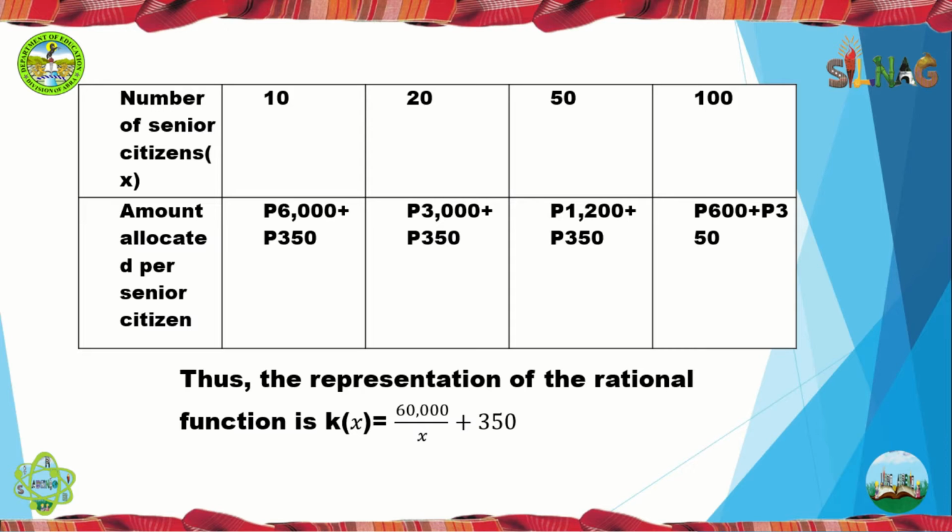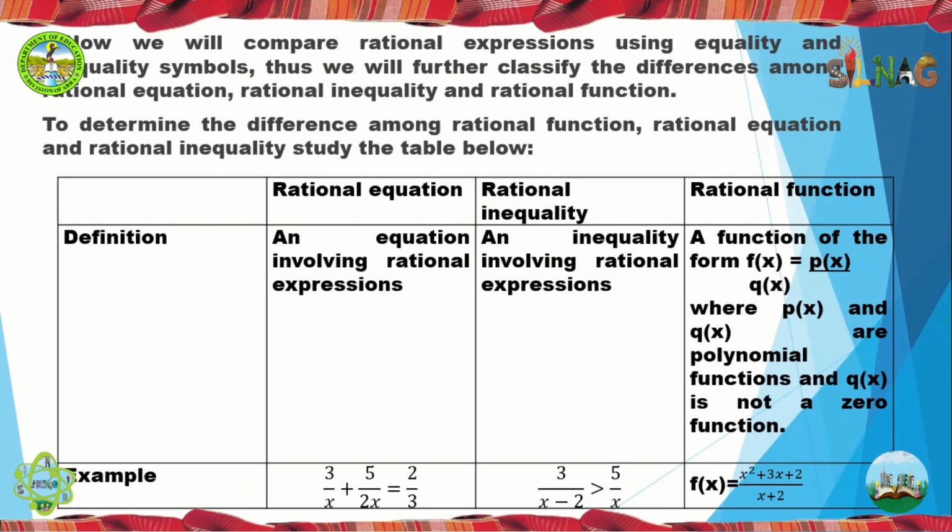Thus, the representation of the rational function is K of X is equal to 60,000 over X plus 350. Now, we will compare rational expressions using equality and inequality symbols. Thus, we will further classify the differences among rational equation, rational inequality, and rational function. To determine the difference among rational function, rational equation, and rational inequality, study the table below.